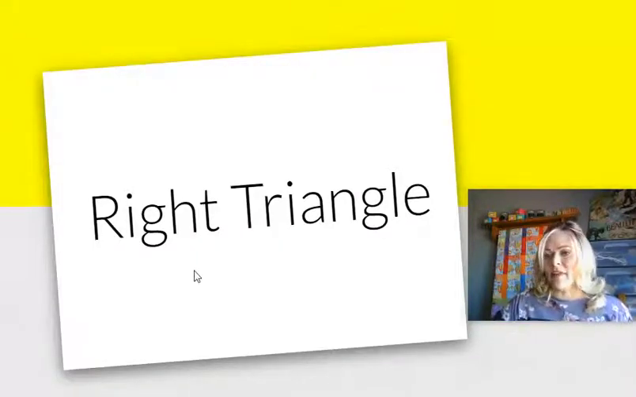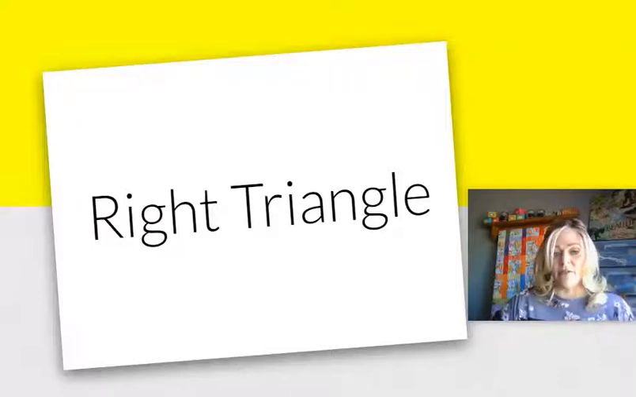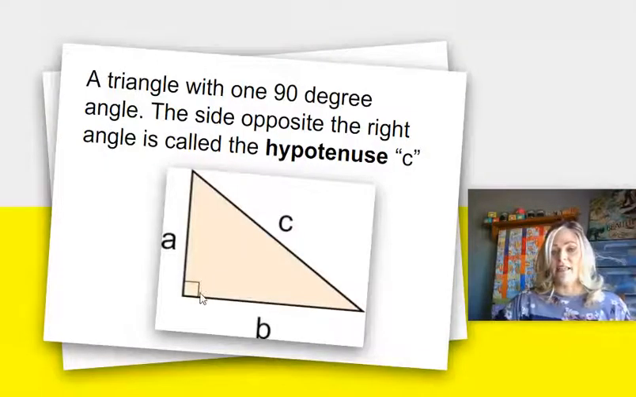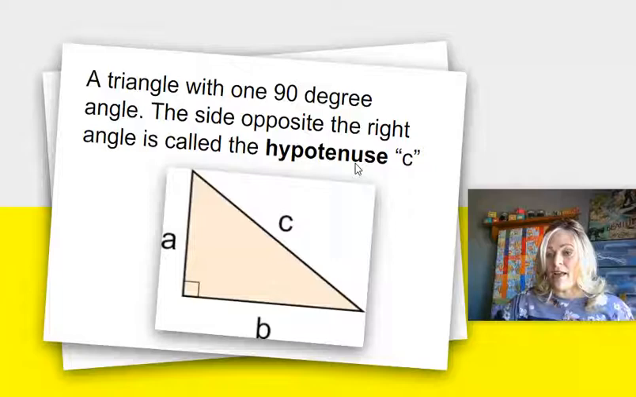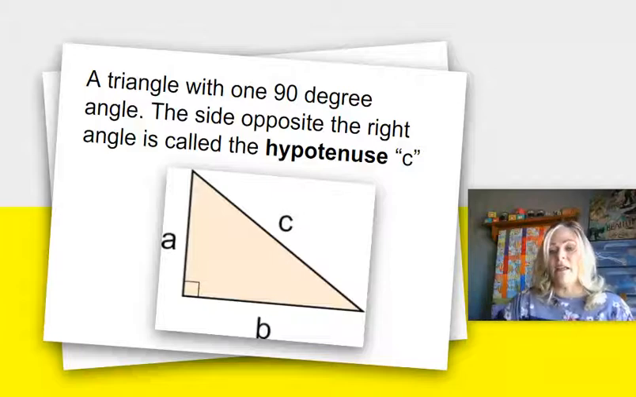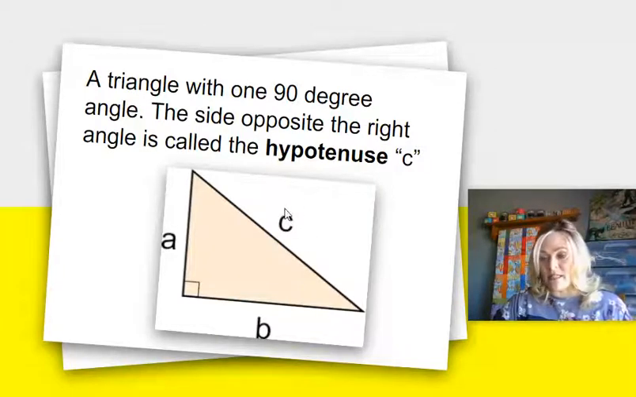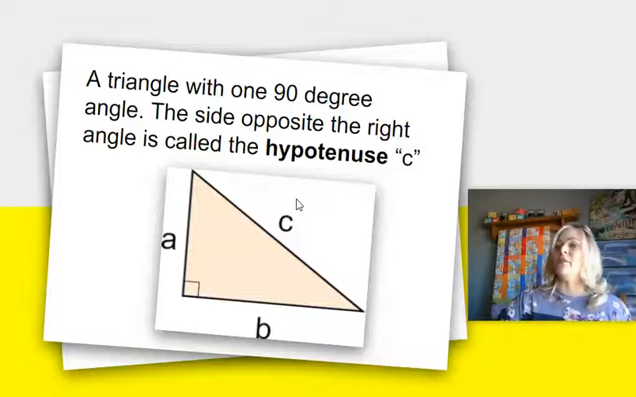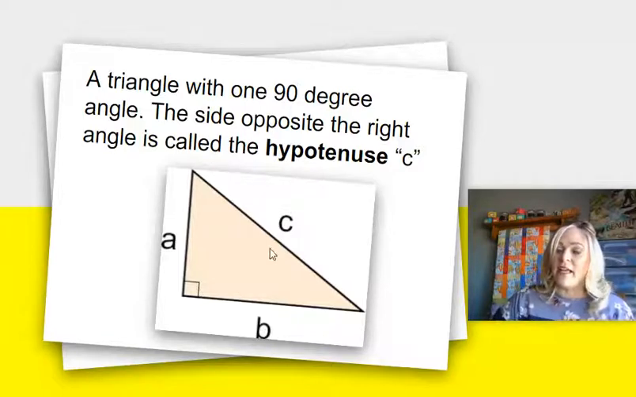Right triangle. You've learned about this years ago, hopefully. A right triangle is a triangle with one right angle or 90-degree angle. So it looks like this. It's the only triangle that has a hypotenuse. And the hypotenuse is always c. We consider it c. That's what we name it. Like the Pythagorean theorem, a squared plus b squared equals c squared, where c has to be the hypotenuse, and it's always the one that does not touch the 90. So that's a right triangle.